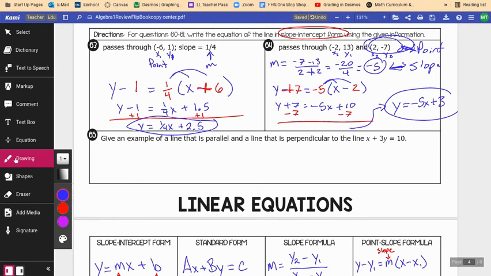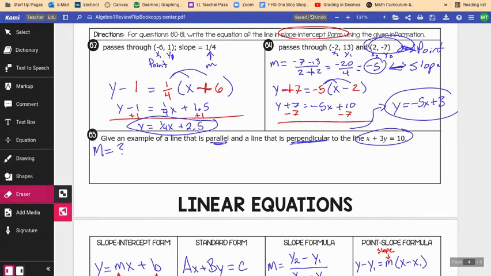Okay. And then the last one just says, give an example of a line that is parallel and a line that is perpendicular to this problem right here. So anytime we're talking about parallel or perpendicular, we're thinking of the slope. So I need to figure out, what is my slope, right? Well, I'm given an equation, and to find my slope, I simply need to solve that equation for y.